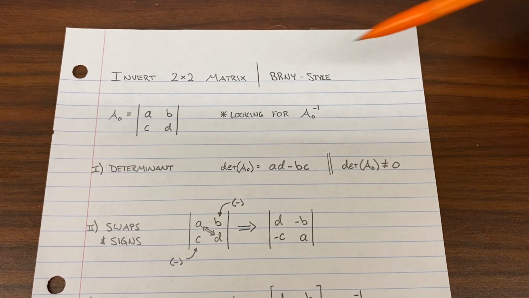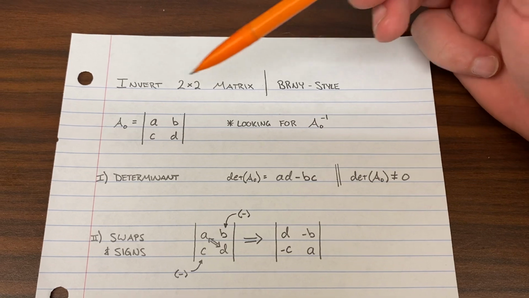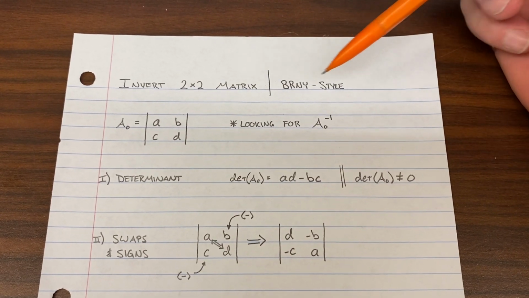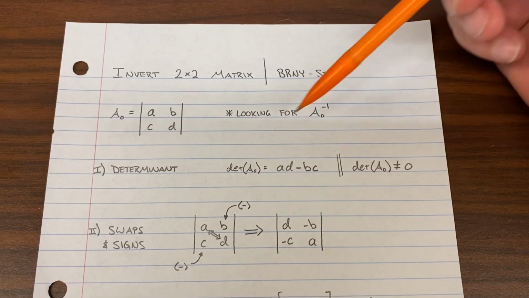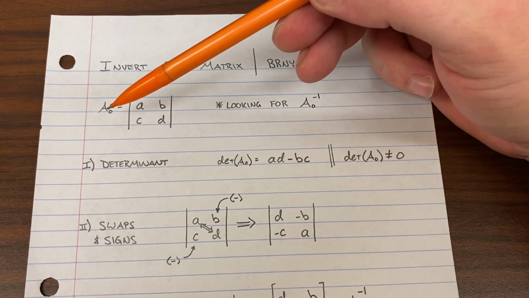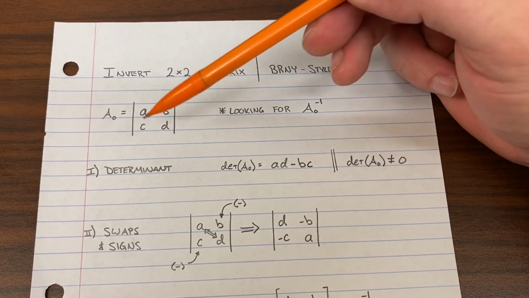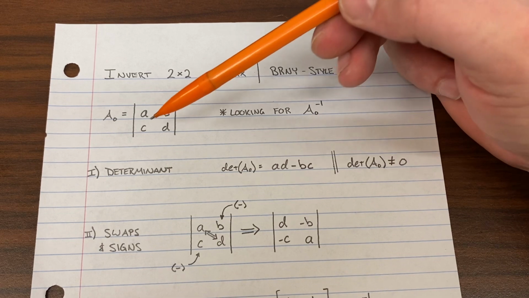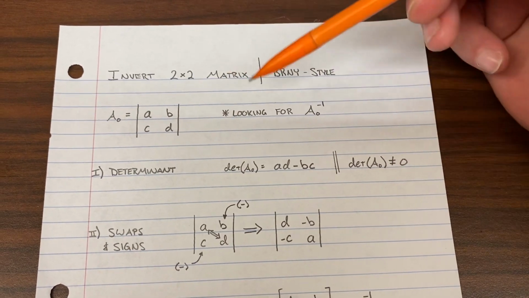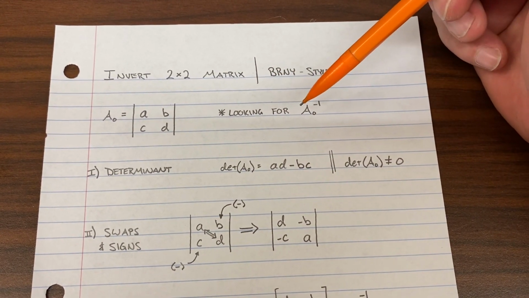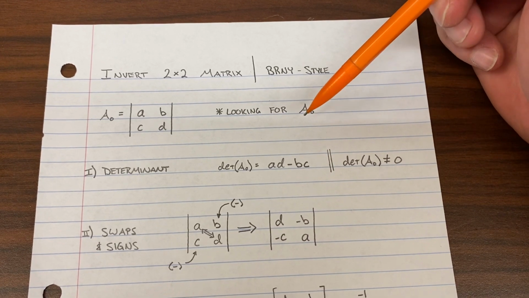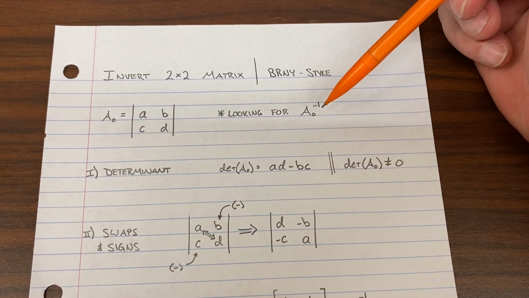All right, welcome aboard. Today we're going to be talking about how to invert a 2x2 matrix. We're going to break it down Barney style right now. So let's take the general form. Matrix A sub 0 is equal to [a, b; c, d]. And we are looking for the inversion of matrix A0, so that's going to be A0 to the negative 1.